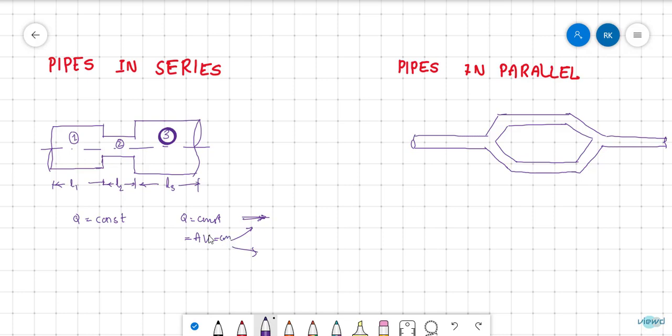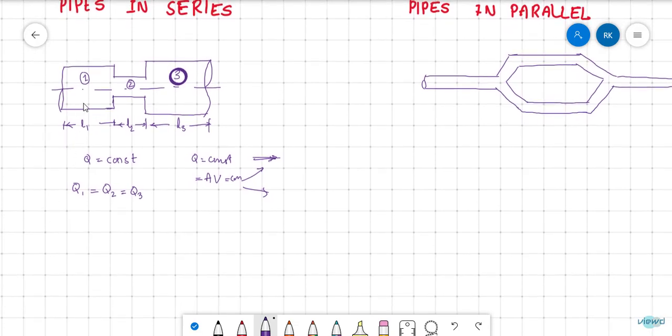When area decreases, velocity increases. When area increases, velocity decreases. That is how the discharge is maintained constant in series pipes. So here Q1, the discharge in pipe 1, is equal to the discharge in pipe 2, is equal to the discharge in pipe 3.